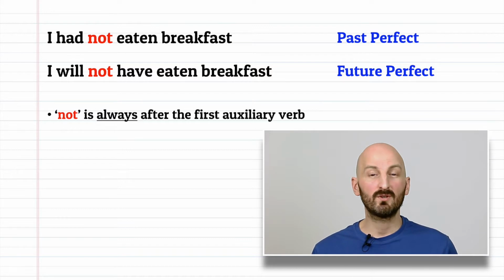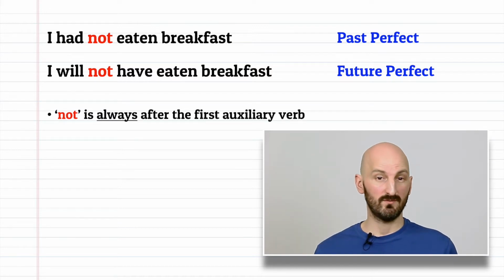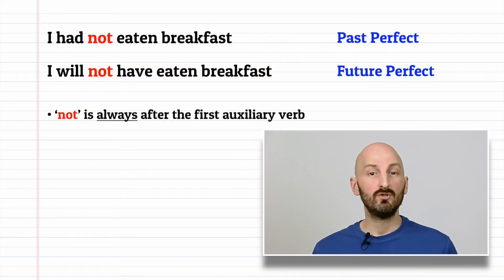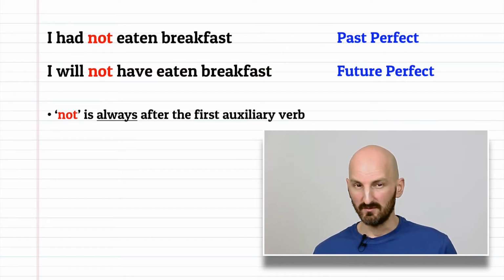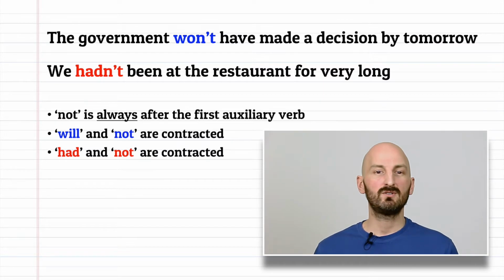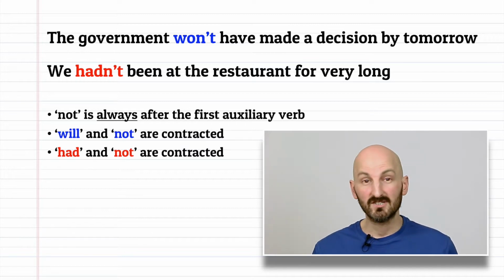Notice that in the future perfect sentence, there are two auxiliary verbs, will, which is modal, and have. We always put not after the first auxiliary verb. Other examples include, the government won't have made a decision by tomorrow, and we hadn't been at the restaurant for very long. And listen to the contractions. Okay, so that's perfect tenses, and thankfully continuous tenses are also quite simple.